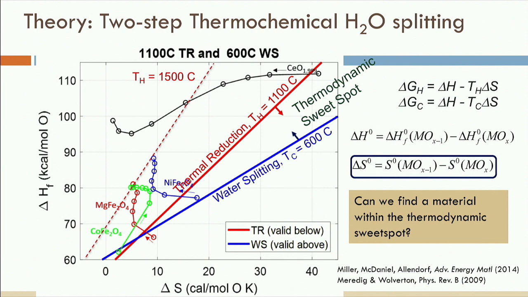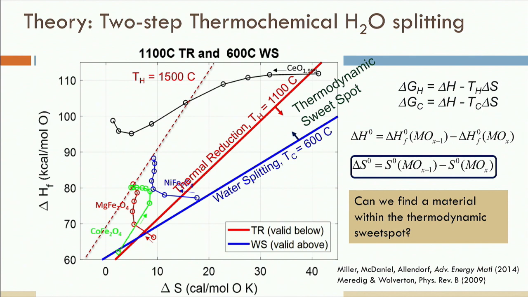Now, this may seem easy, but it's not, because it is a thermodynamic problem. If the thermodynamics doesn't work, the kinetics don't matter. If you look at the two reactions in the two-step, the delta G for both of them has to be less than zero. For the red line, which is the high temperature one, anything below that line is thermodynamically feasible. And for the low temperature reaction, anything above the blue line is thermodynamically possible.